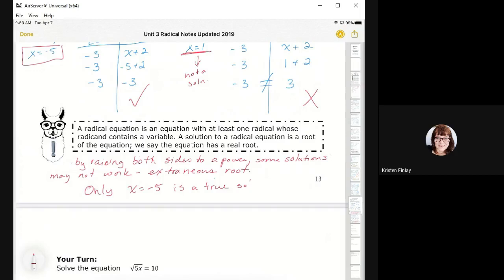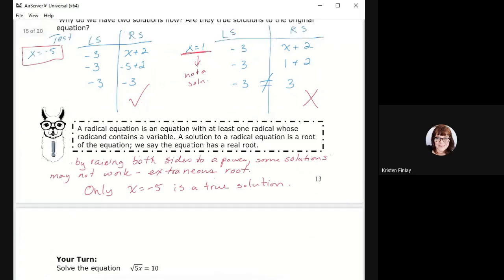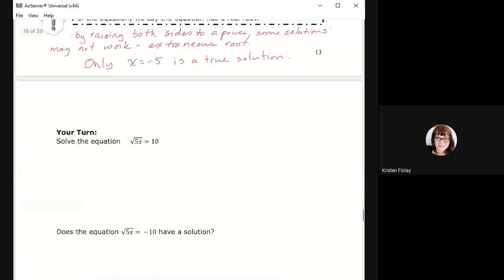So with these, when we're going to be doing squaring to solve, and we will be doing that with radical equations, what happens is we now have to verify our solutions. We can't just take it for granted that they will work. So we have to do that verification process where we substitute into both the left and right side. Sometimes they both will work, but sometimes they don't.